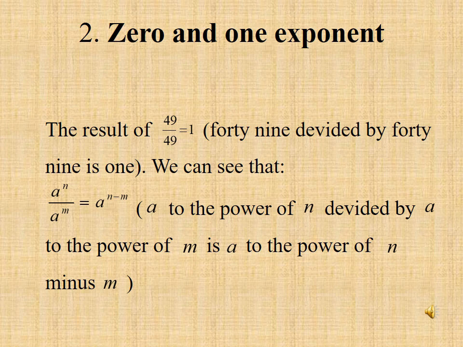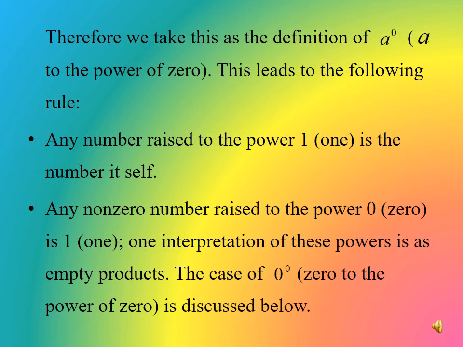0 and 1 exponent. The result of 49 divided by 49 is 1. We can see that a to the power of n divided by a to the power of n is a to the power of n minus n. Therefore, we take this as the definition of a to the power of 0. This leads to the following rules. 1. Any number raised to the power 1 is the number itself. 2. Any non-zero number raised to the power 0 is 1. One interpretation of this power is as empty products. The case of 0 to the power of 0 is discussed below.